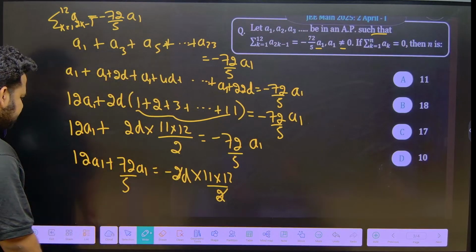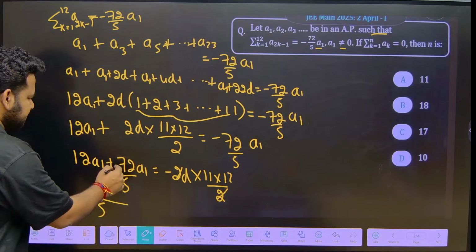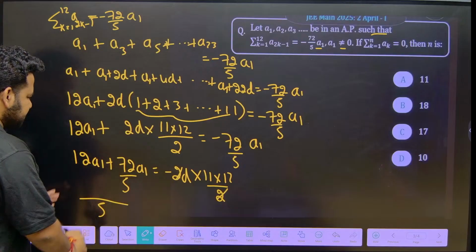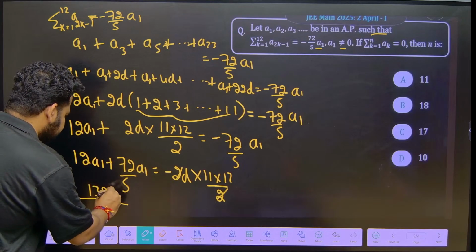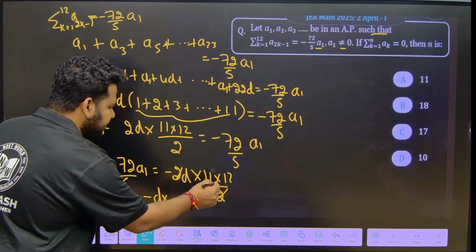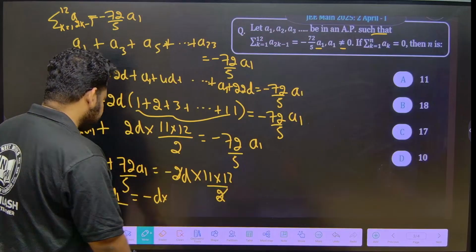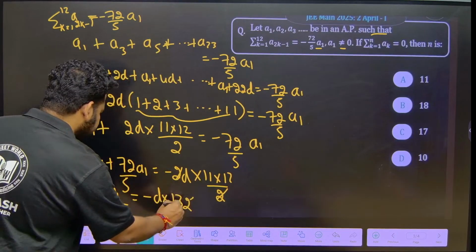If I take the LCM, I will get 12 5s are 60, 60 plus 72, which is 132. So 132 times a1 will be equal to minus d into 11 into 12. 11 into 12 is 132 itself, so this 132 and this 132 I can cancel.